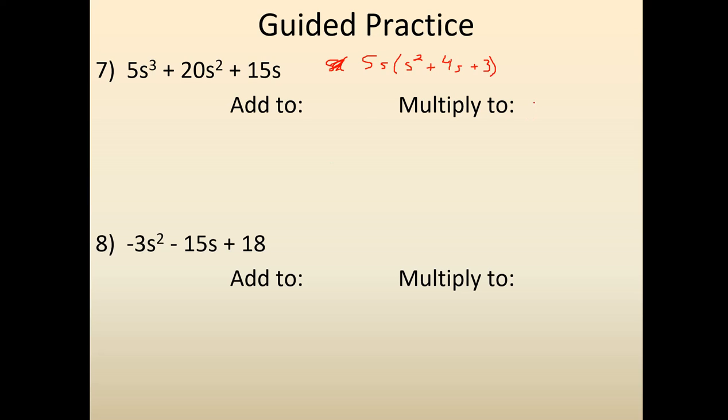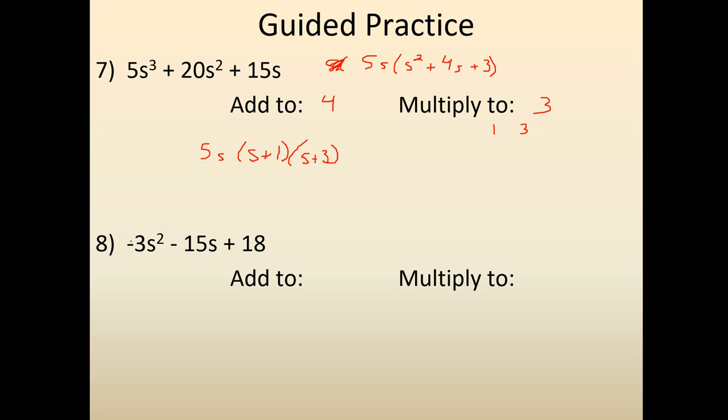So I'm looking for numbers that are going to multiply to 3 and add to 4. Because it's a prime number, the only factors are 1 and 3, and they add up to 4. So my factor is going to be 5s times s plus 1 times s plus 3. And again, you can double check this, make sure it fits, but that's how you would do it.